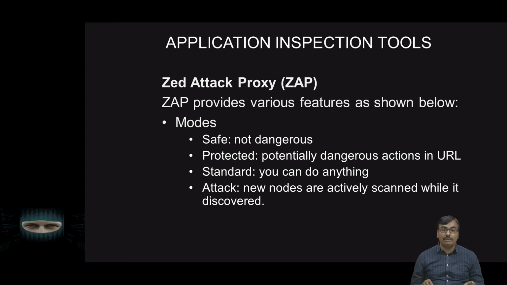There are several modes available in ZAP, like safe, which is not dangerous; protected, that means potentially dangerous actions in a URL; standard, that means you can do anything; attack, where new nodes are actively scanned as they are discovered. So these are the various modes available to help the security researcher or pen tester find vulnerabilities, and through these modes you can practice also.